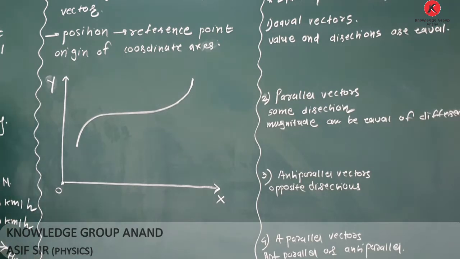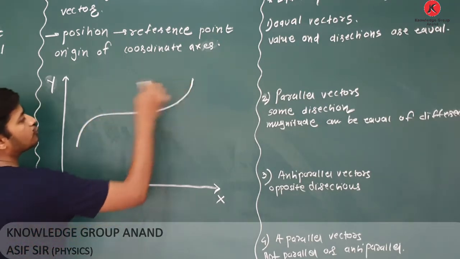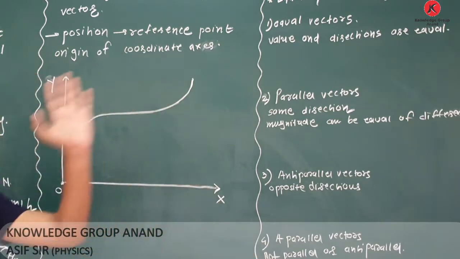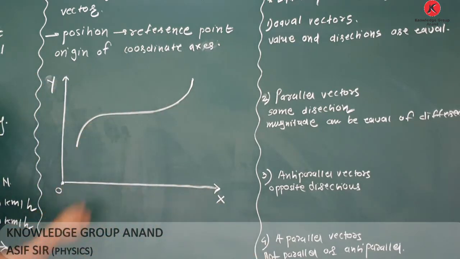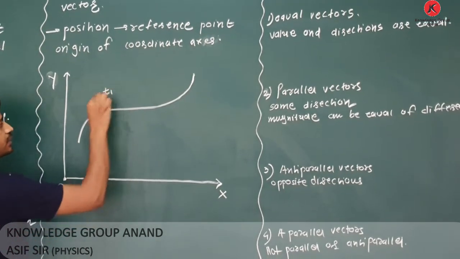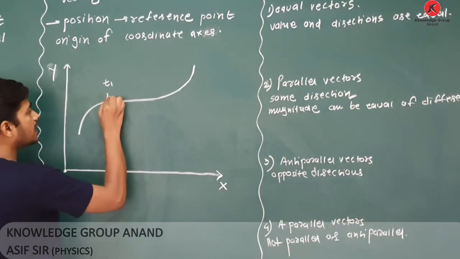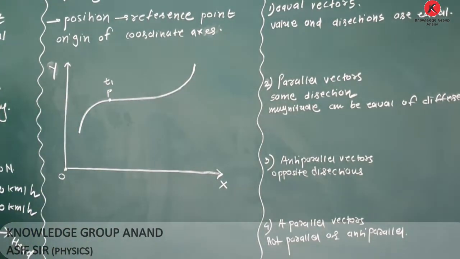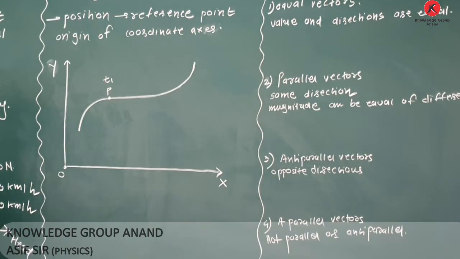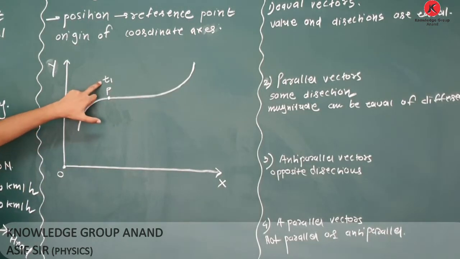Okay. See, for example, it is the path of one particle. One particle is moving. Let at time t equal to t1, the particle be here at point P. Clear about this?